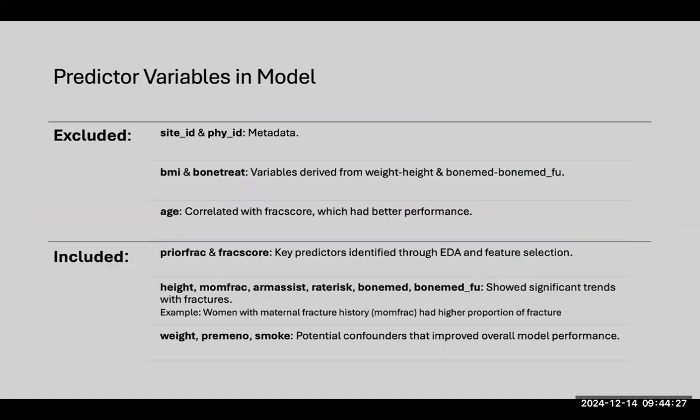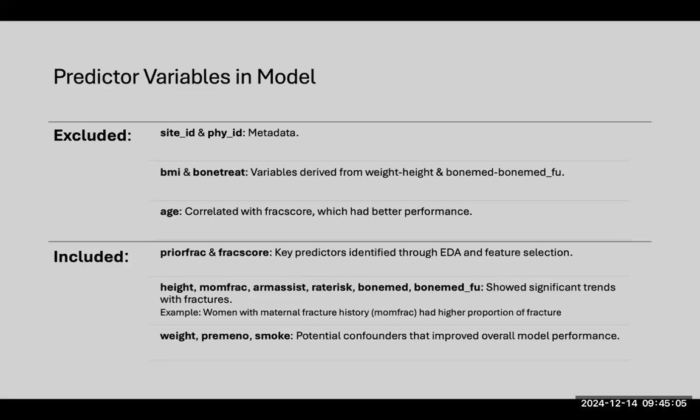So for the predictor variables in the model, the variables excluded were site ID and physician ID, as they were metadata. BMI and bone treat were excluded because they're derived from other variables, weight and height, and bone med FU. And age was excluded because it was correlated with FRAC score, and FRAC score had a better performance in the model. So the variables included in the model are prior fracture and FRAC score. These were the key predictors identified through EDA with very strong trends, and also through feature selection.